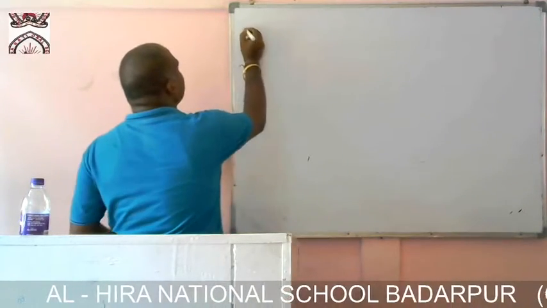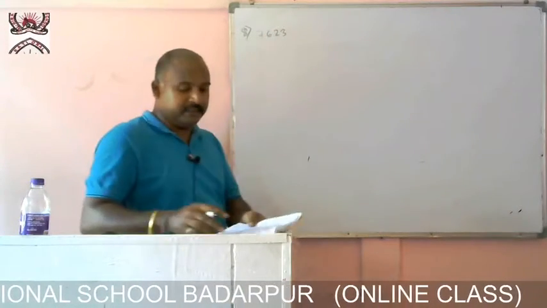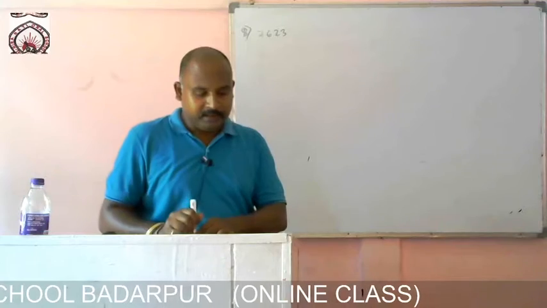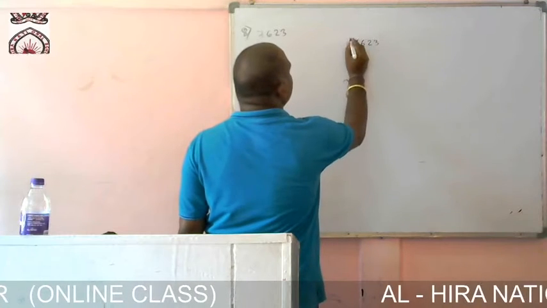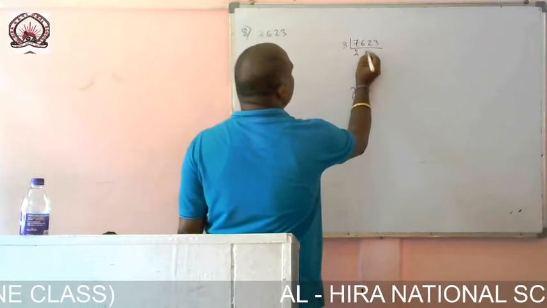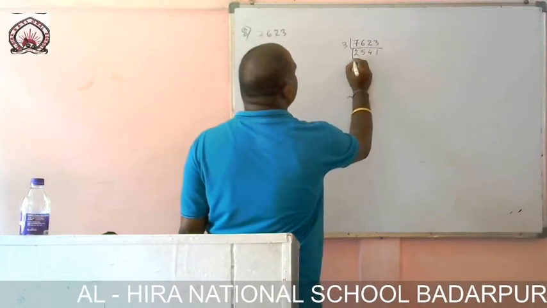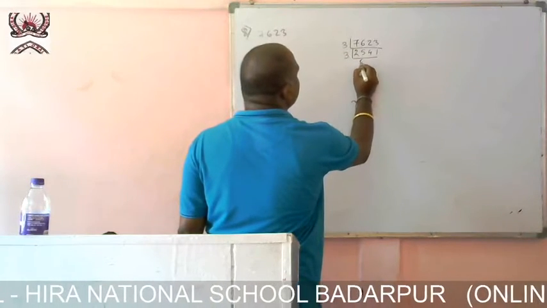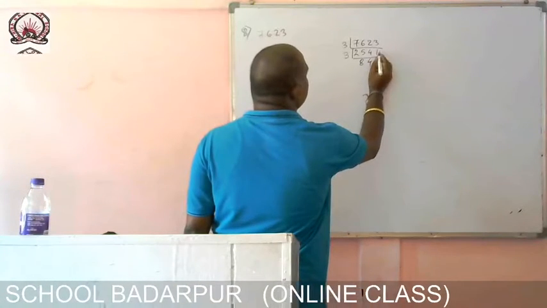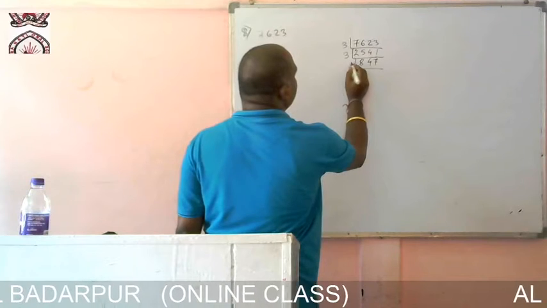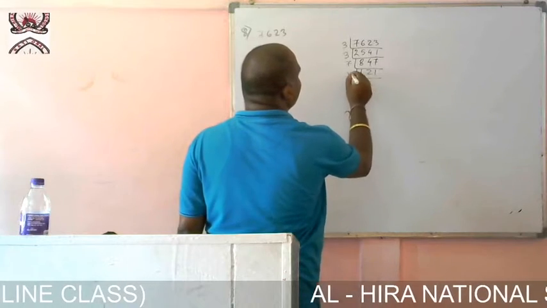Okay, the number they have given us is 7623. Now take the prime factors. 7623, if I divide it by 3, then again by 3, we are getting 847. Then if I divide it by 7, we get 121, which is 11 into 11.